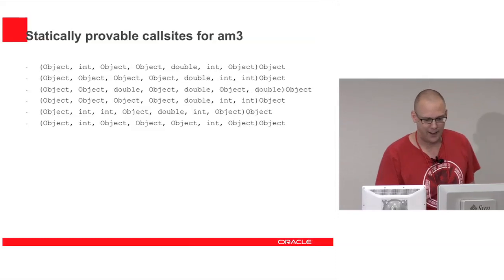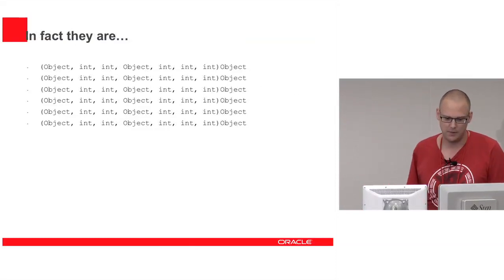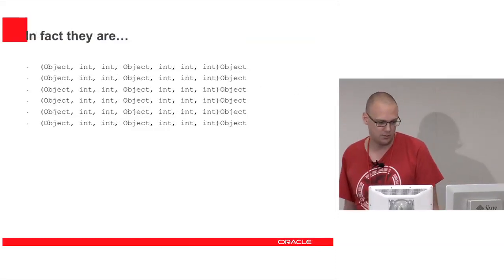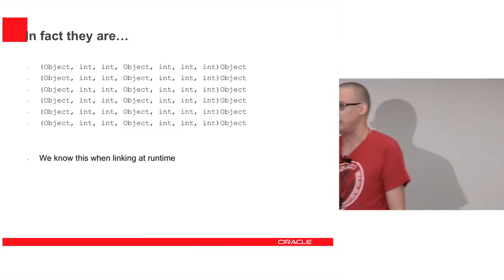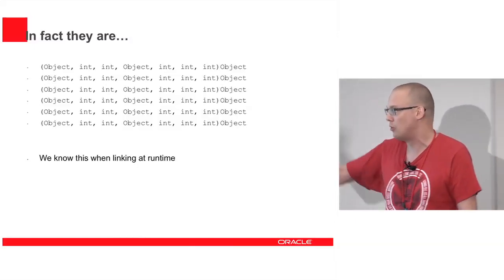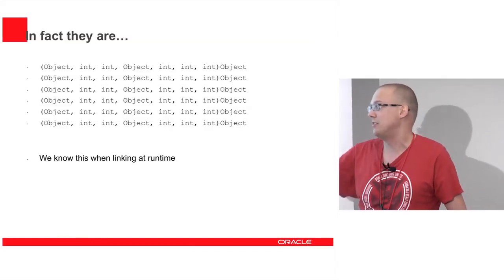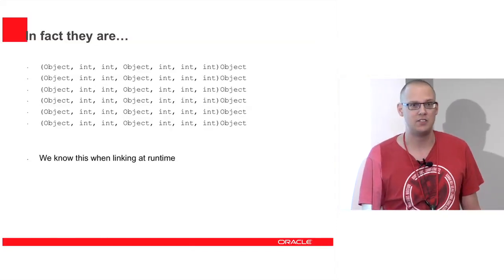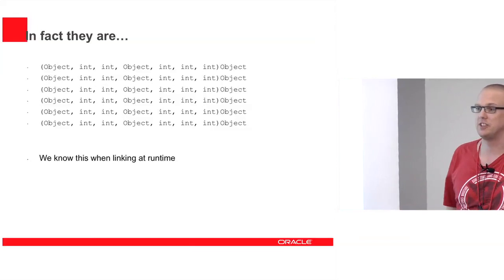In fact, these are the call sites in all the places in the program, and we know this when we link at runtime, because when we generate the invokedynamic and look at the type of one of these signatures, we see that there are always ints. And these are always arrays even. They can be even more specific. We have never ever seen a double. I've seen 1,000 calls to this one now, never a double.